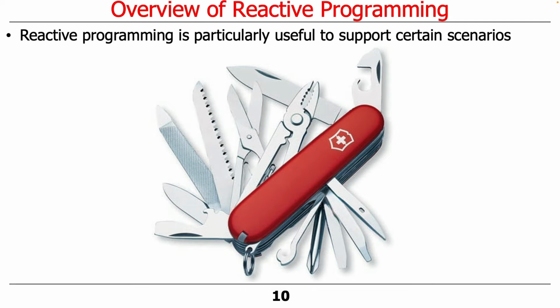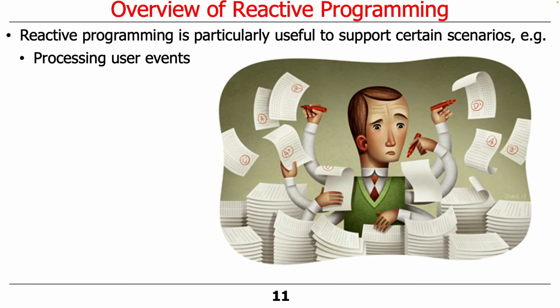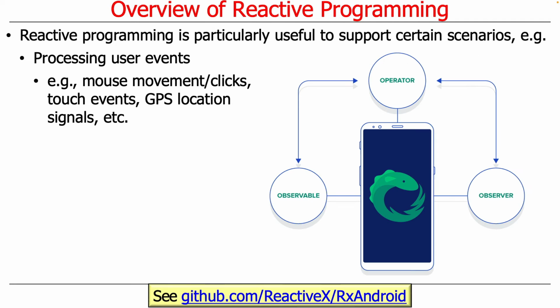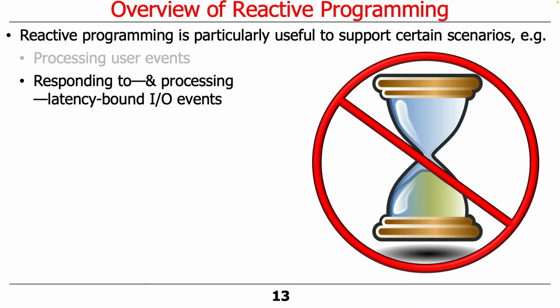Reactive programming is particularly useful for certain kinds of scenarios. For example, processing user events. Things like mouse clicks or movements on a touch screen with touch events. Signals that are coming in from GPS location tracking hardware or other types of location tracking hardware, where you've got a stream of events coming in. Android and iPhone are both examples of platforms that have to deal with lots of events. In fact, there's a version of reactive programming that's focused on Android called RxAndroid, and it allows you to take these events and process them in some interesting ways.